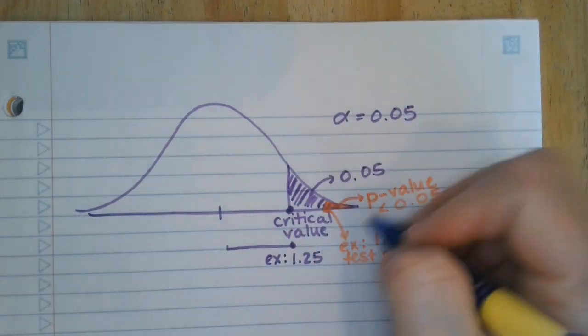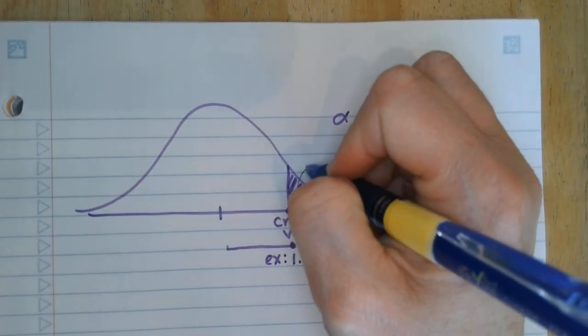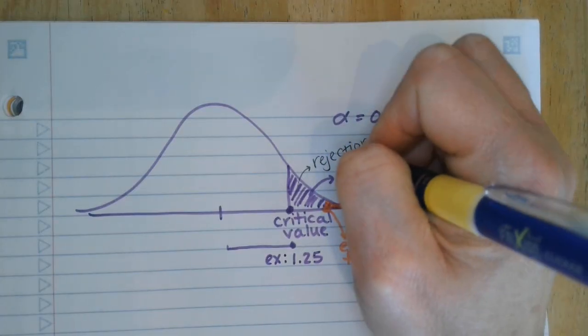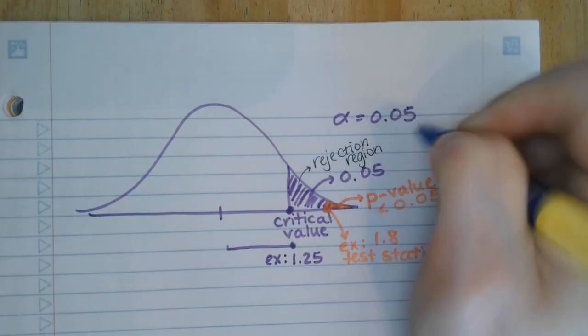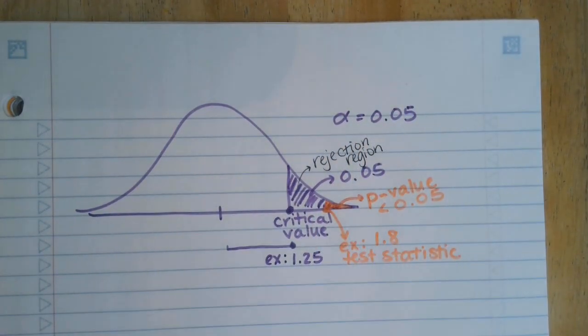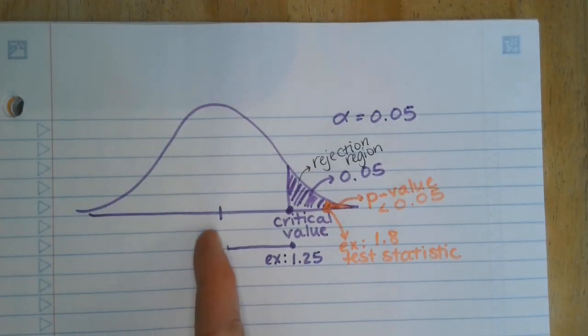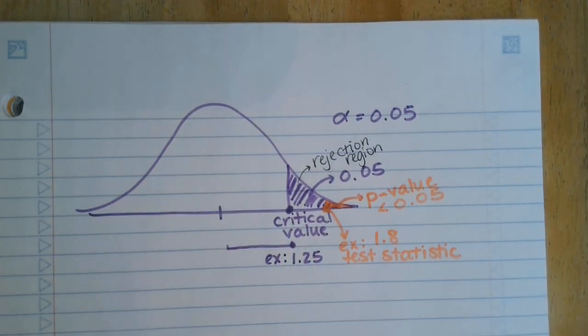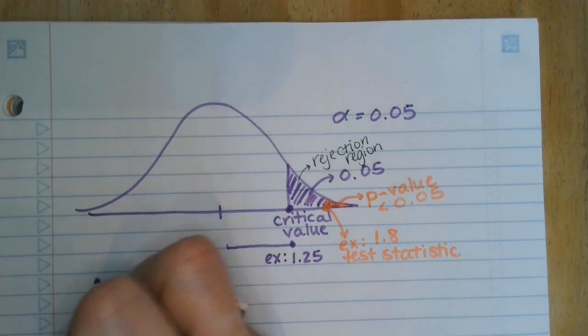And anything past the critical value, this purple part, is what we call the rejection region. So if my data ends up in there, that means it is too far away from this mean. There's not very much chance that I would have this mean be true and have gotten that sample data, so I'm going to reject my null hypothesis in this case.